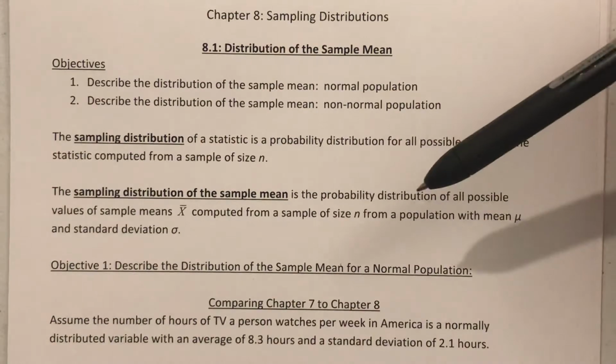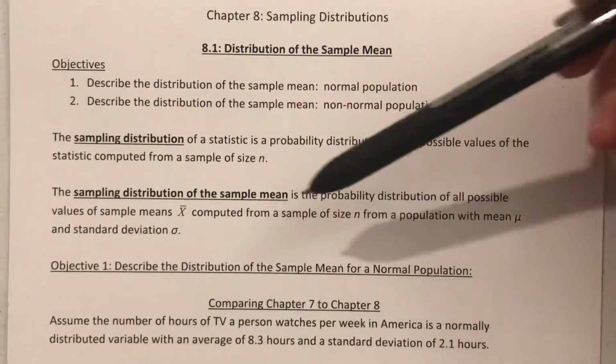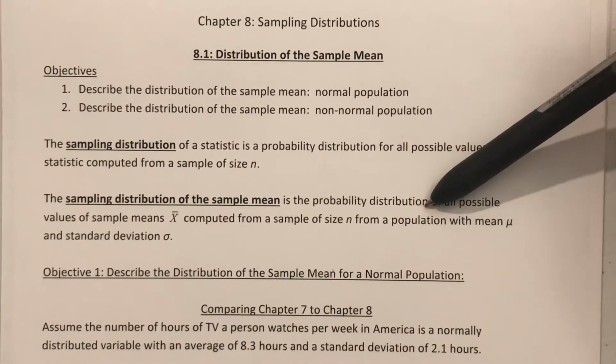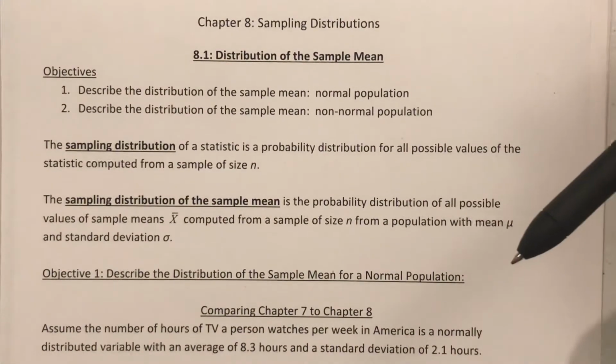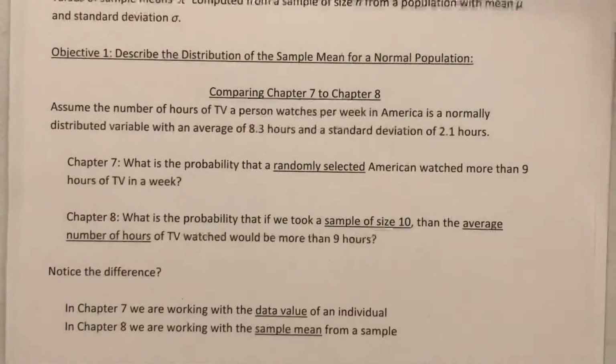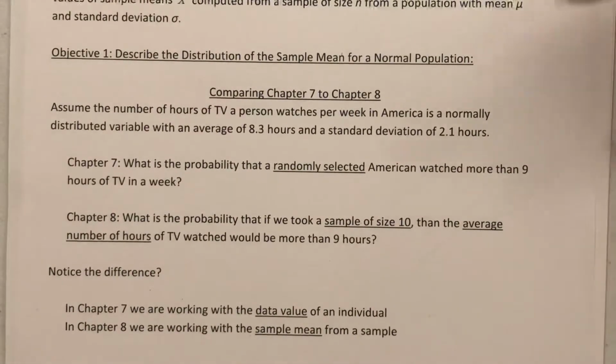The idea is we want to think about every single possible sample mean that could come from a sample of a certain size from a given population. So why is this important? Well, it's important because it allows us to extend the processes we learned in Chapter 7 to answer an entirely different set of questions.